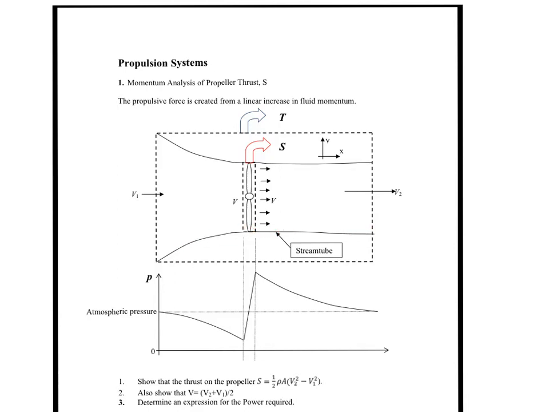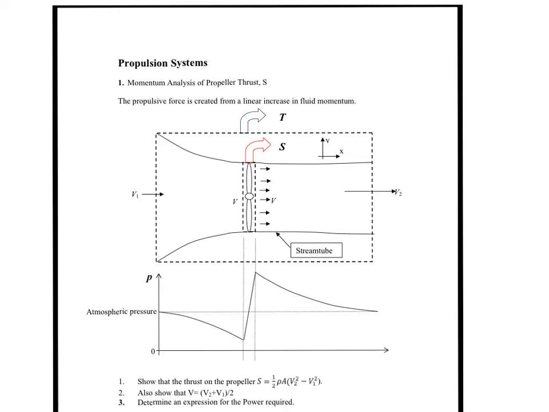and essentially the thrust created will be the same as the thrust S, because there's only one component that is producing a momentum change in this situation, that is the propeller.